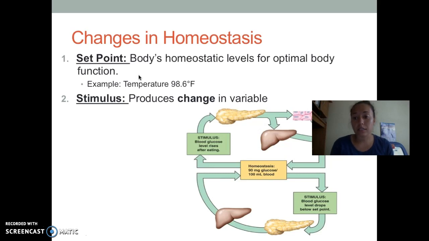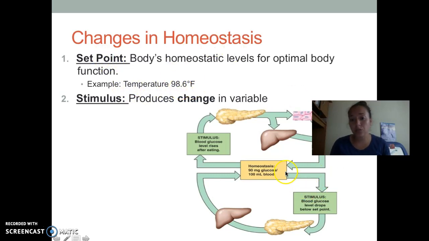Every single organ system has set points which it needs to maintain in order to maintain that optimal body function. An example would be your temperature remaining at 98.6 degrees Fahrenheit. So the set point for temperature is 98.6 degrees Fahrenheit.